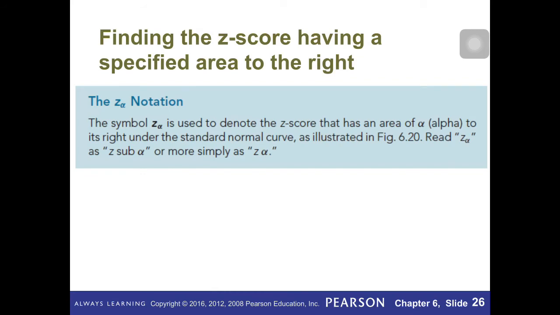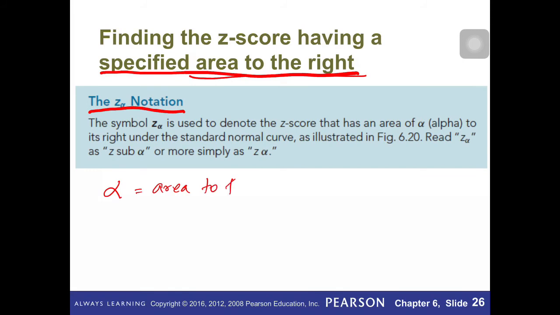Next one, find the Z score having a specified area to the right. There is another notation that's also really important: alpha notation, Z alpha notation. That's what we call Z alpha notation. This alpha denotes the area to the right.